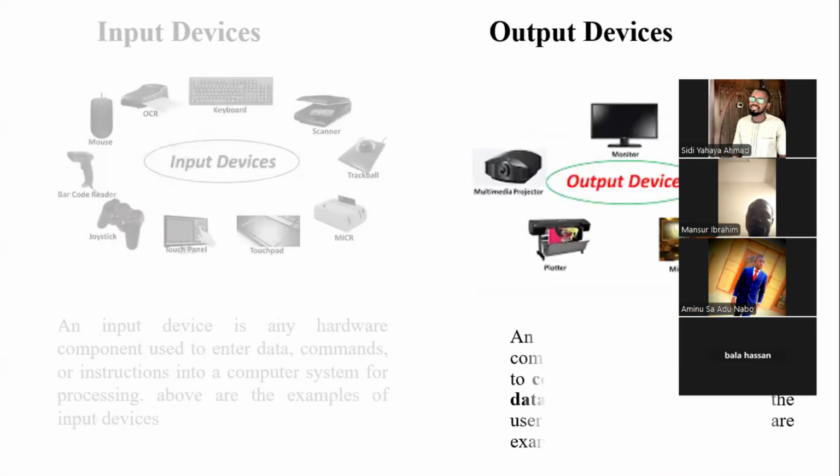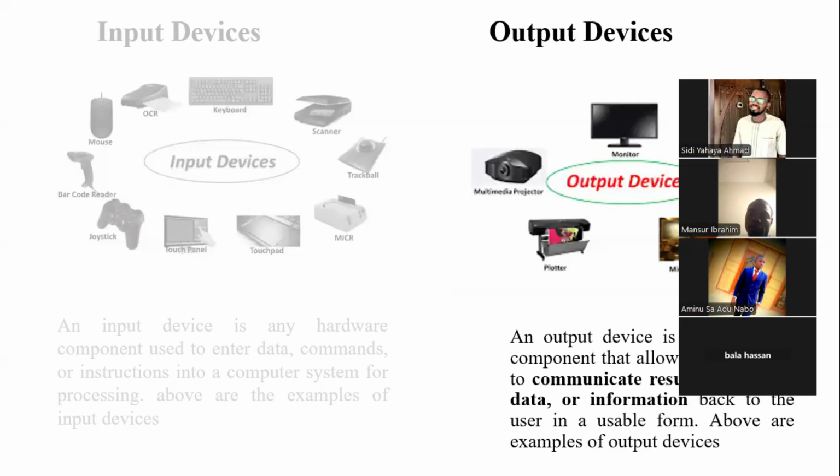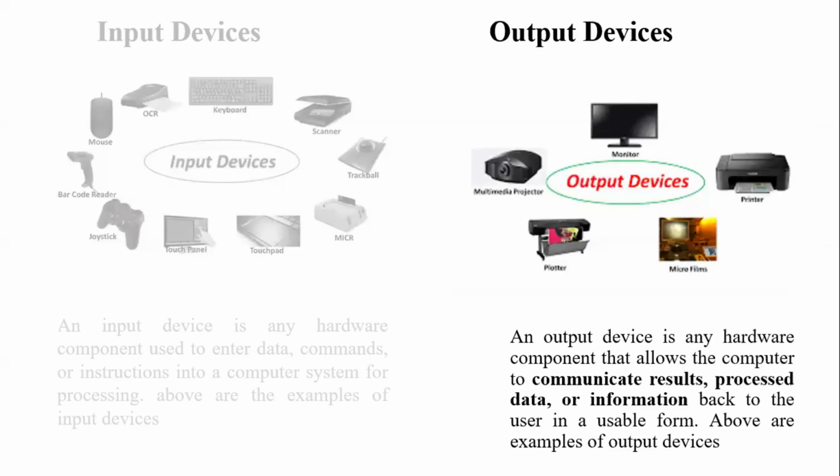So to talk about output devices, as we can see from the definition, an output device is any hardware component that allows the computer to communicate results, processed data or information back to the user in a usable form. Above are examples of output devices, devices that show results after the computer processes data. Examples: the monitor, printer, projector, and speaker.